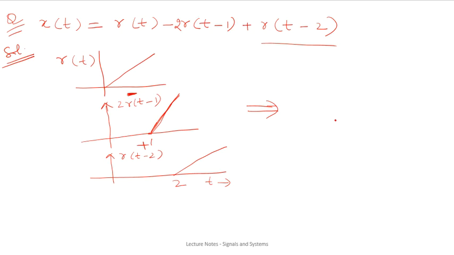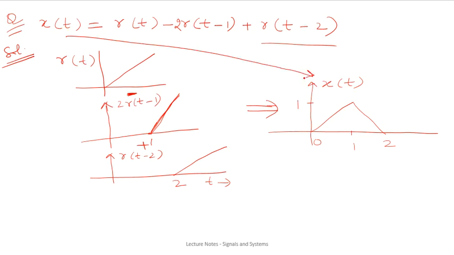So if I should try to plot the resultant signal, my resultant signal should be something like this. This point will be 1, this point will be 2, obviously this will be 0, amplitude will be 1. So this is your resultant signal.